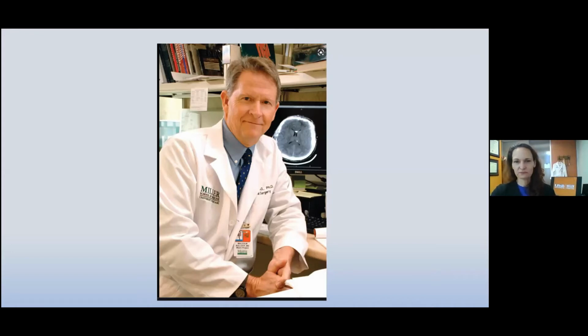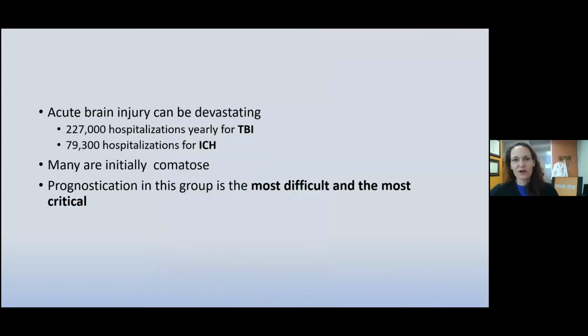So we have patients in our unit with acute brain injury. It's a very common problem. Many of the most severely affected are traumatic brain injury, intracranial hemorrhage and subarachnoid hemorrhage patients. Many of these patients with acute brain injury are initially comatose. And prognostication is the most difficult in these patients, and it's also the most critical.